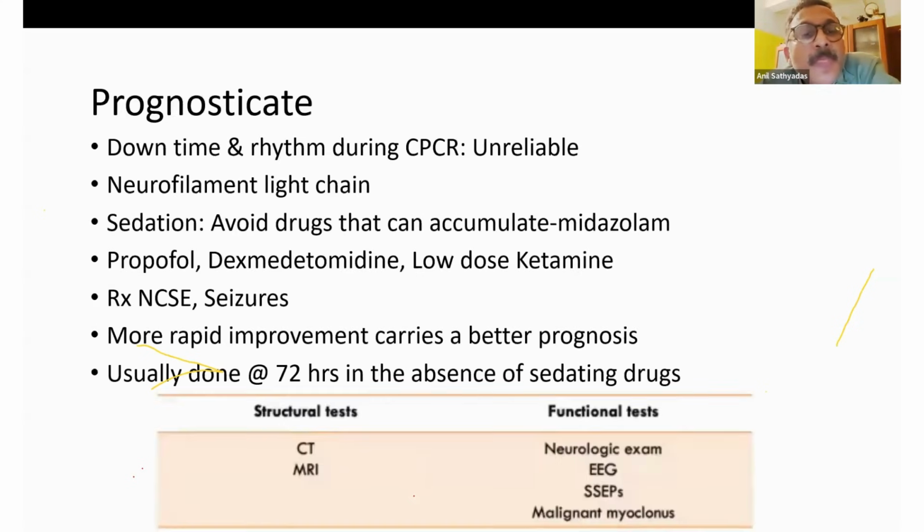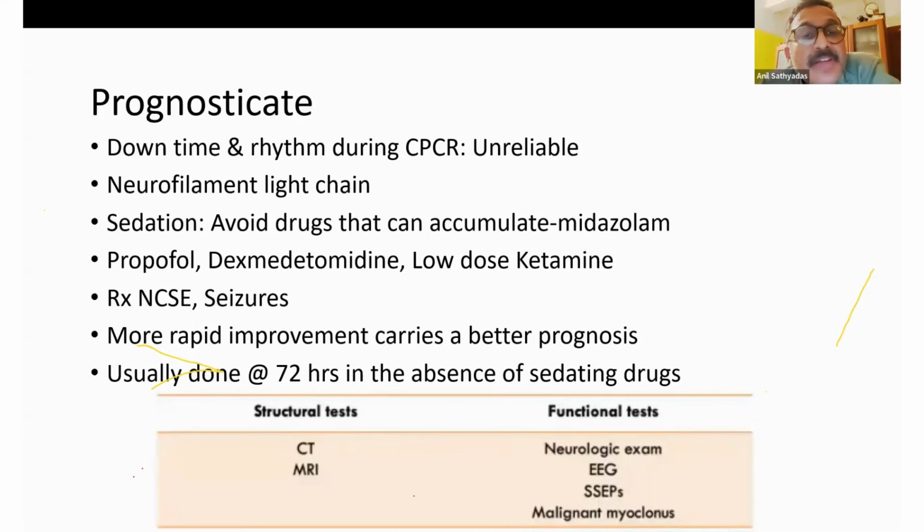Steroids we already talked about. And when do you prognosticate? It's usually done at 72 hours or on the 4th day. The 3rd to 4th day is the time you prognosticate, and that is multimodal. What decides whether the patient will make it or not is the downtime, that is, the duration of CPR, and the rhythm during the arrest. Though these are considered markers of prognostication, they are very unreliable.